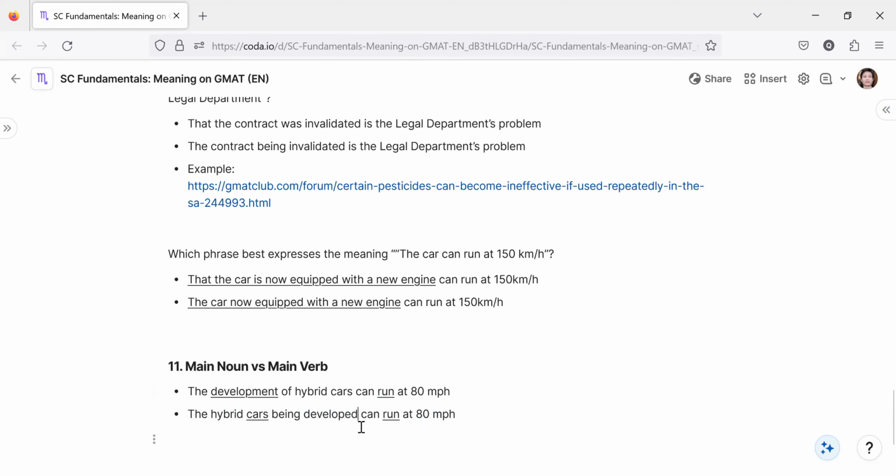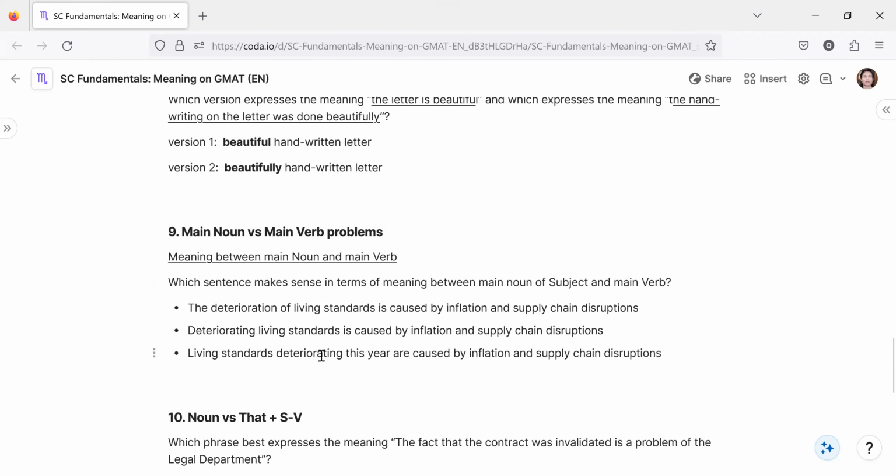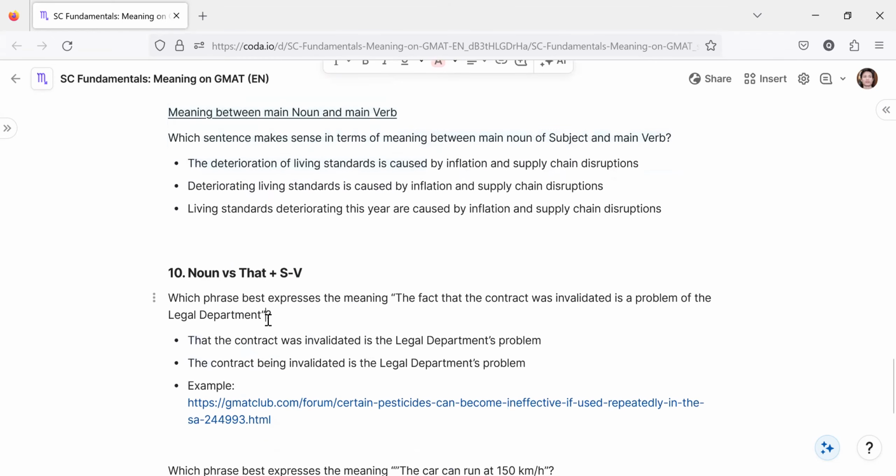So you can see that the first sentence doesn't make sense, because development is not the thing that can run at 80 miles per hour. It's the cars themselves that can run at 80 miles per hour. So the first sentence is incorrectly worded. That's a problem with meaning between the main noun and the main verb in a sentence. As for error number 9, I just realized it's actually the same thing, so you can skip that right now.